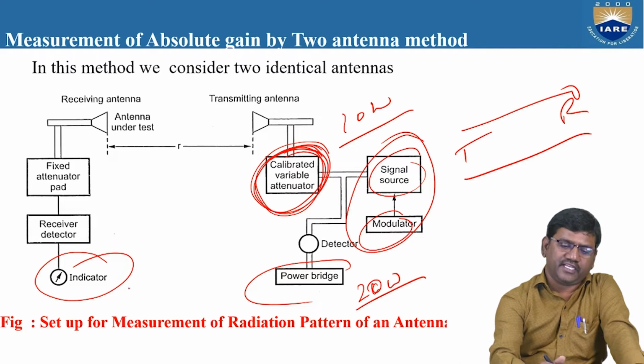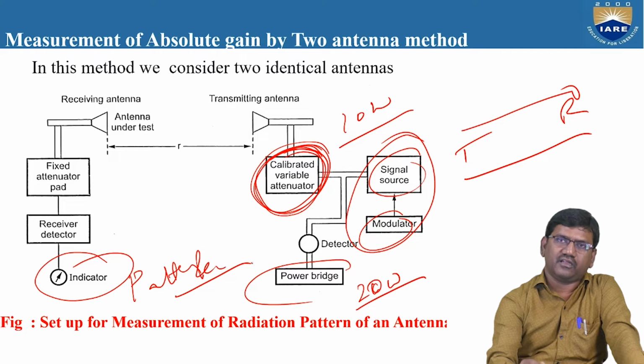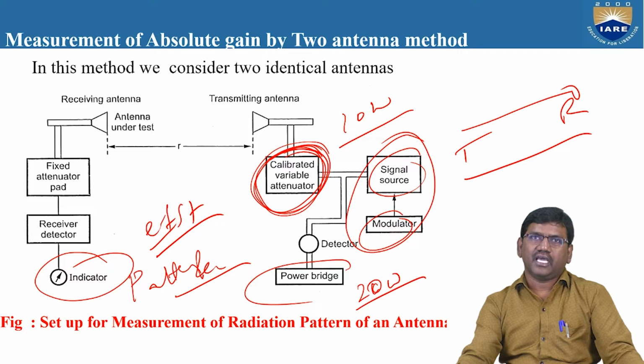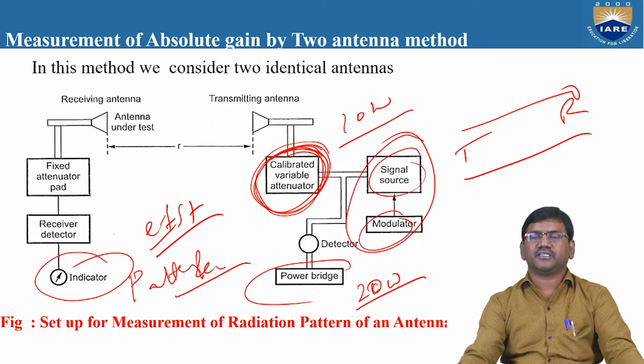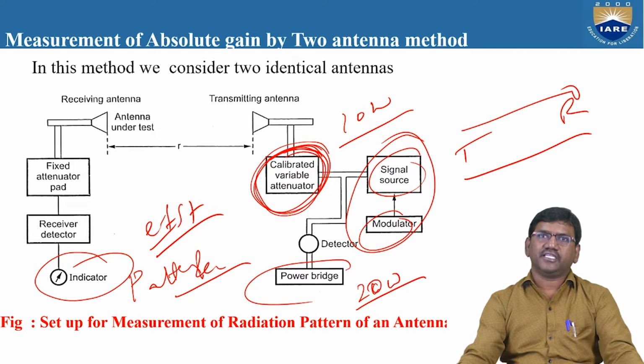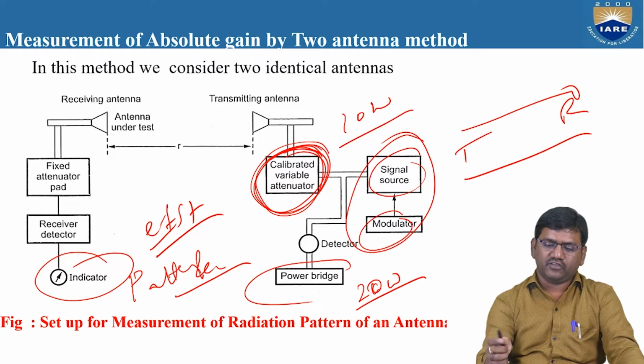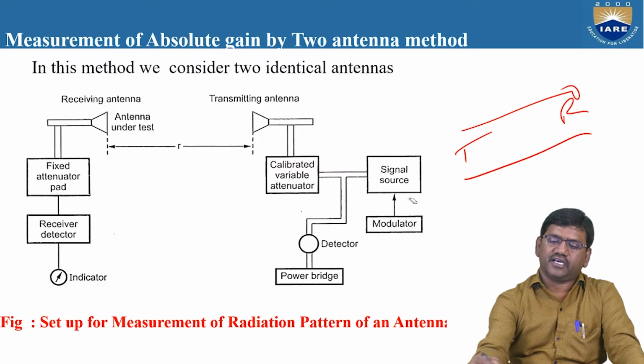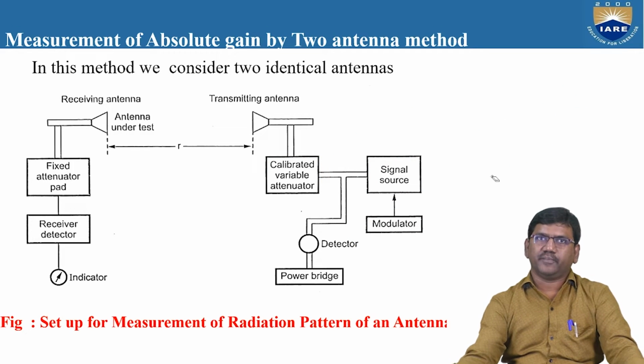Here there is an indicator; it may be a pattern recorder, or it may be an electric field strength calculator. So the amount of electric field strength observed by the receiving antenna is recorded in the indicator. Here, we already know the amount of signal being given to the transmitting antenna. It is a known parameter.